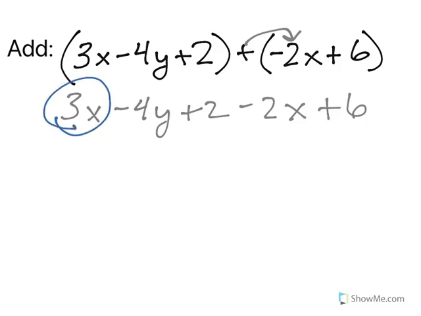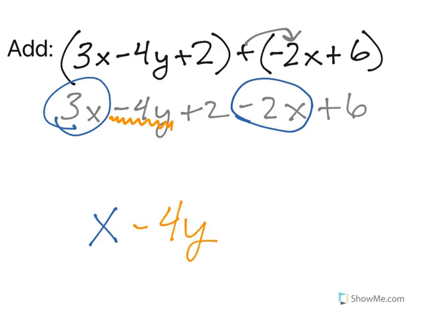So 3x minus 2x. Remember, the sign in front always stays with it. So 3 minus 2 gives me a 1x. Then I've got negative 4y, no other y's. So just minus 4y. And then my constants. I have a plus 2 and a plus 6 gives me a plus 8.